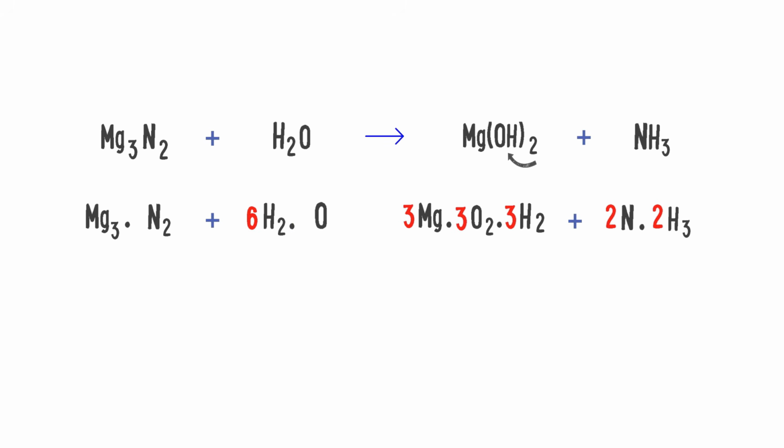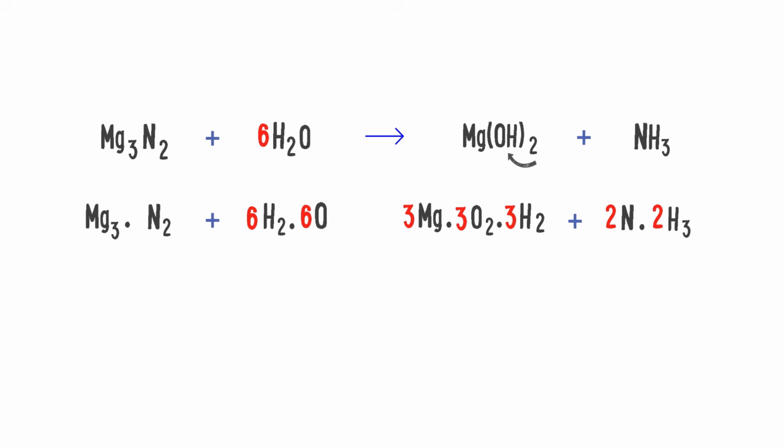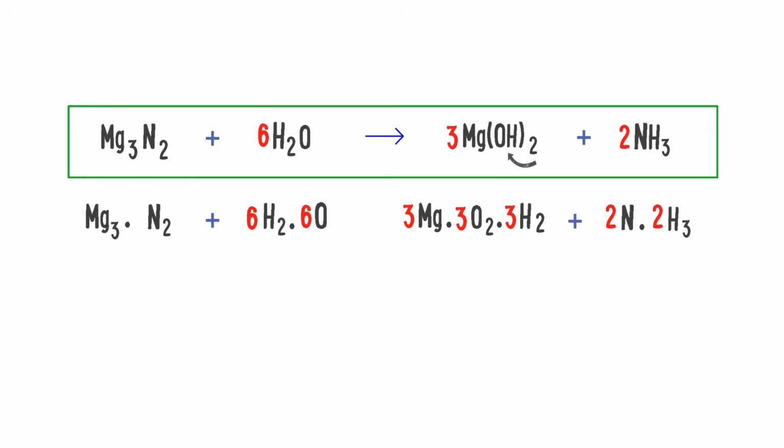Also multiply this oxygen by 6. Here there are 6 oxygen atoms while there are 3 into 2 is equal to 6. So there are also 6 oxygen atoms. Thus 3 magnesium atoms, 3 magnesium atoms, 2 nitrogen, 2 nitrogen, 12 hydrogen, 12 hydrogen, 6 oxygen, 6 oxygen. Now take this 6 and put it with H2O. Take this 3 and put it with magnesium hydroxide. Take this 2 and put it with ammonia. This is the complete balanced chemical equation.